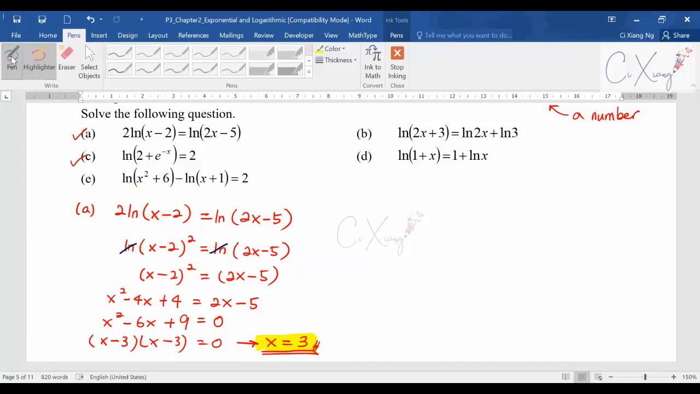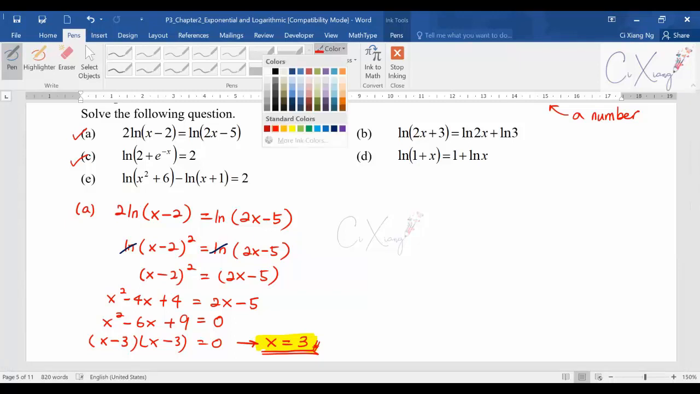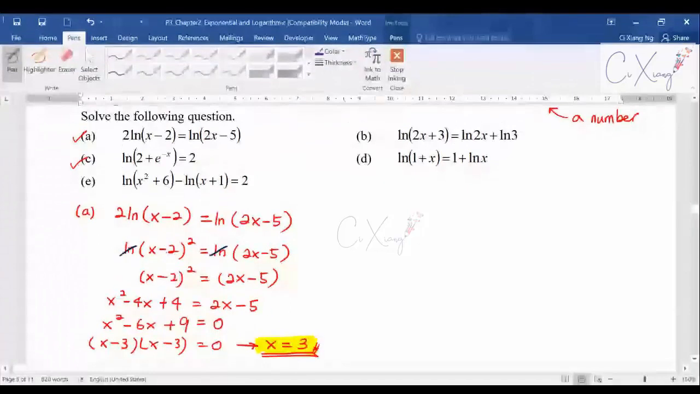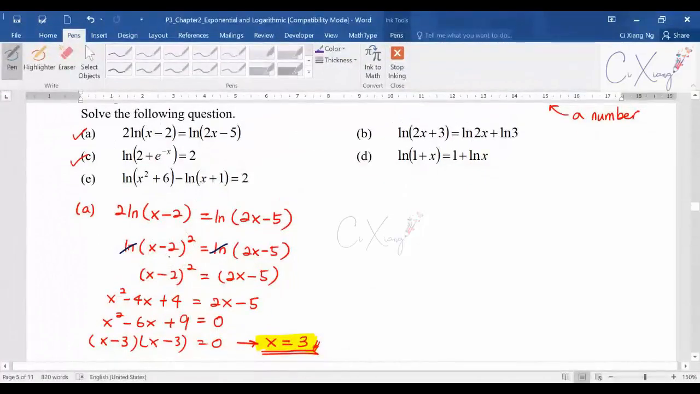Then how about part C? Before I start with part C, the solution that I showed you here is not the only method. If you want, you can also change this into pattern number 2 and solve it. You will still get the same answer. To me, I think pattern number 1 is easier for this example.